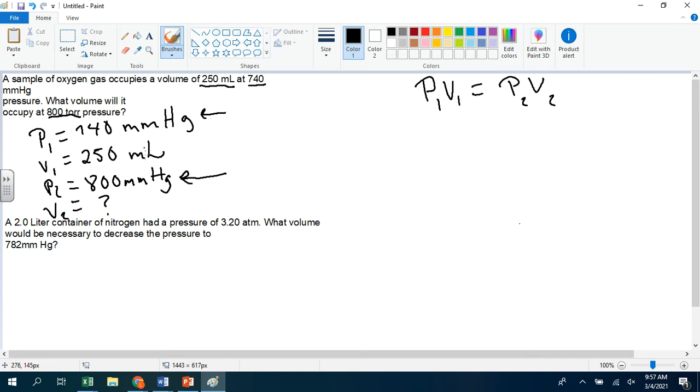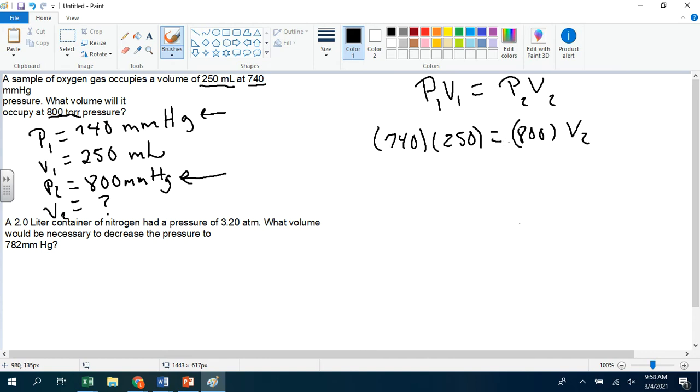If they had not been the same, you would have needed to go off to the side and do a little conversion, and it doesn't matter which one you pick. You put one into the other. As long as they're the same, you're good. Okay? All right, so P1 is 740. V1 is 250. P2 is 800. And V2 is what we do not know, so I'll just rewrite it.